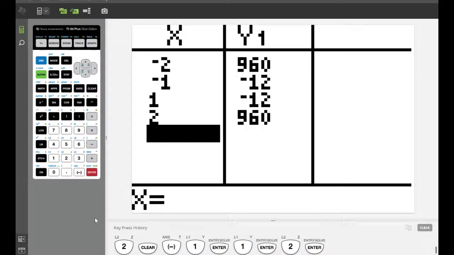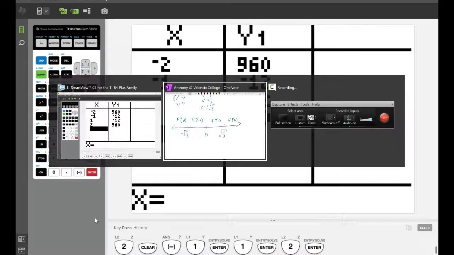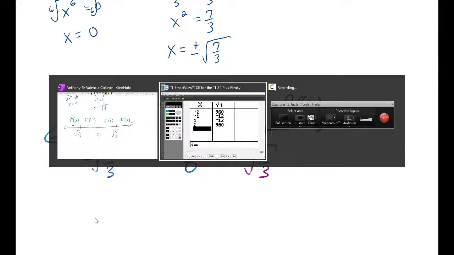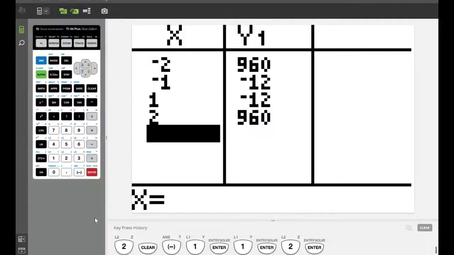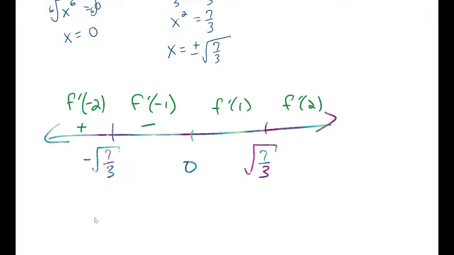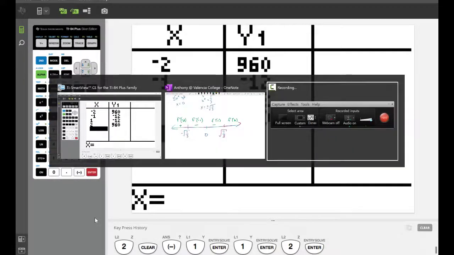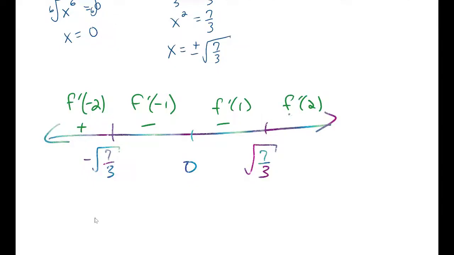So for -2, we ended up with a positive value. So I believe the signs were positive, then negative. And then for 1, we got a -12. So we were negative, and then we were positive at 960. Okay, so that is the signs of our first derivative over those intervals.